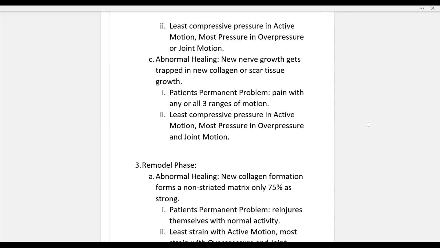Or they could be involved, and again, we're talking about compressive and tensile forces. So it could be the quantity or quality of nerve fibers that are entrapped, as well as the amount of tensile or compressive forces. All of those are relative factors producing pain. So the least compressive pressure, again, is active range of motion. The most pressure is overpressure. That's why you'll typically feel more pain with a permanent injury in overpressure, or you'll only feel it in joint motion and overpressure before anything in active range of motion.